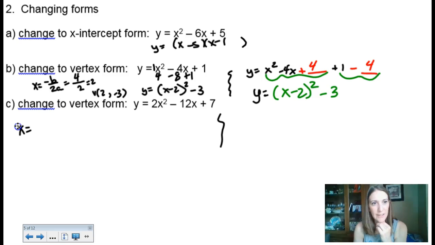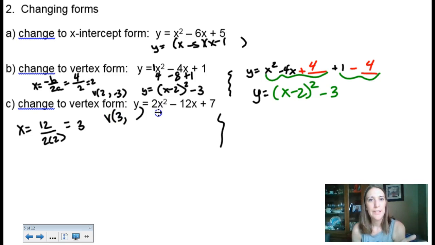So finding the x value, negative b, so 12 over 2 times a, 2 times 2 is 4. So 12 over 4 is 3. So the vertex is at 3 comma something. So we have to plug in that 3, right? 3 squared is 9. 2 times 9 is 18. Minus 36 plus 7 plus negative 18 plus 7, so negative 11.